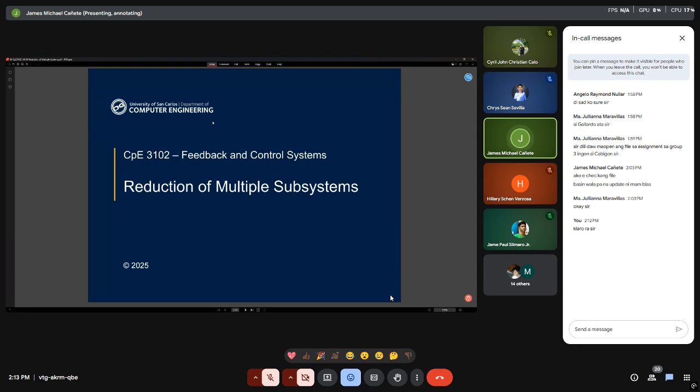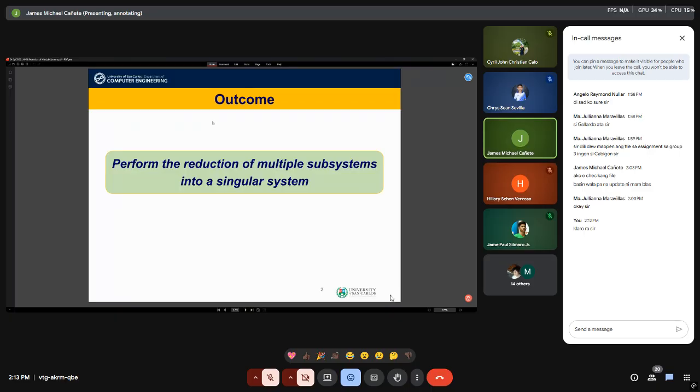We know how to analyze second order systems, but in reality, they're rare. They're idealized second order systems. It's a good starting point to understand control systems. But most of the time, in the real world, it's not that simple. It's complex, meaning there are many parts. So the outcome of this topic is to perform the reduction of multiple subsystems into a singular system.